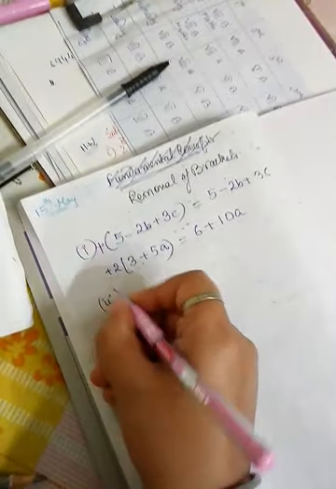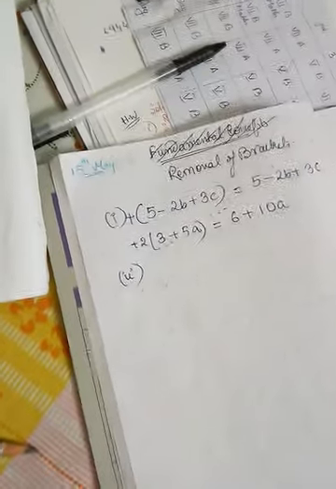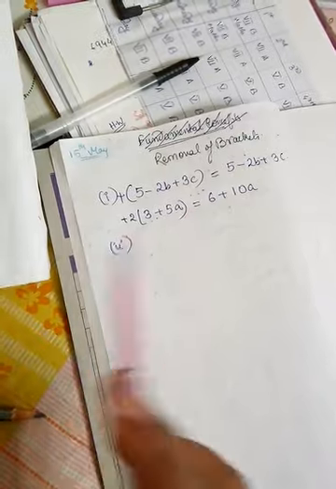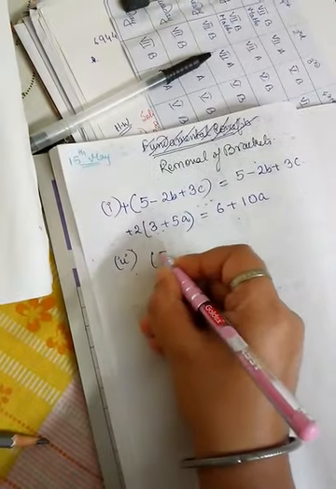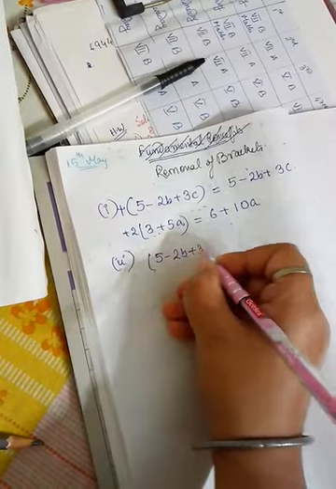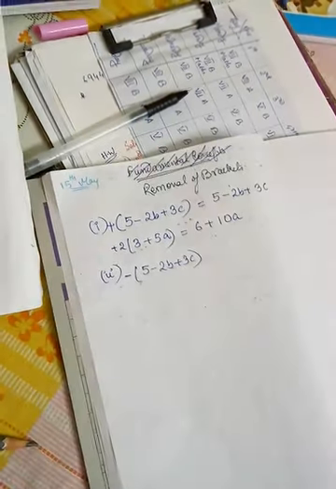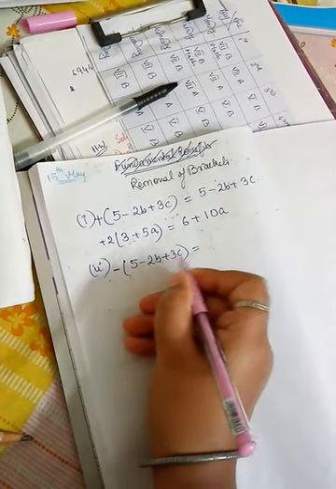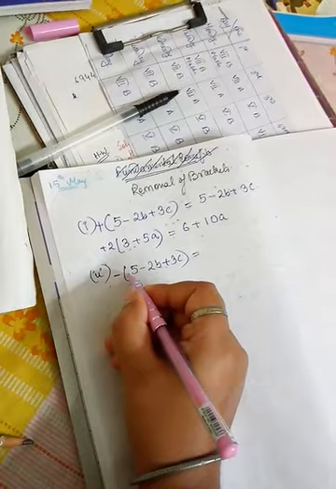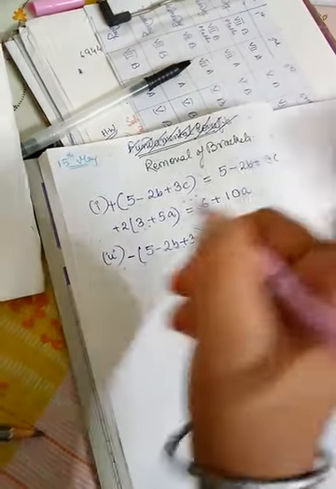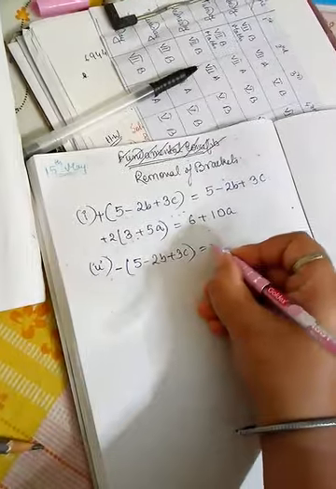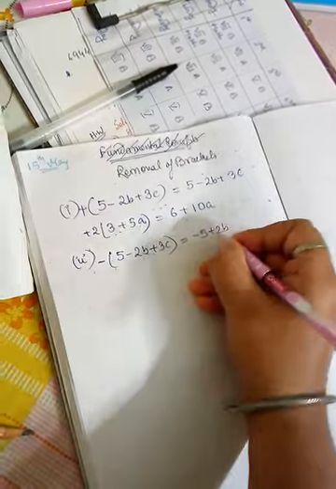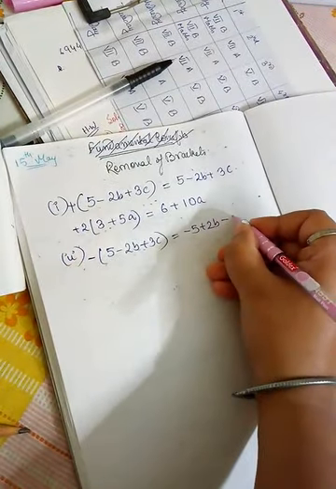But if we have a minus sign before a bracket, then when we are opening the bracket, the sign of each term inside the bracket has to be changed. For example, the same question, 5 minus 2b plus 3c, and there was a negative sign in front of it. When I open the bracket, all the signs inside the bracket will change. Now see, 5 has no sign assigned to it, so by the rule of integers this is positive, so it will change to minus 5. 2b has a negative sign, so it will become plus 2b. 3c is again positive, it will become minus 3c.